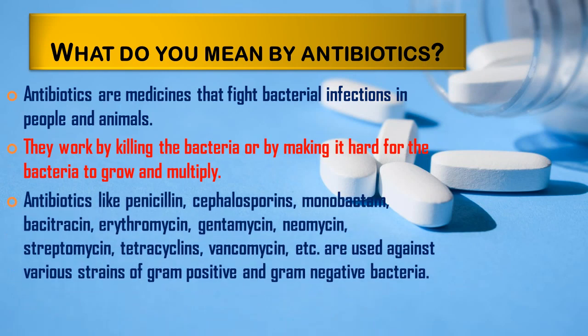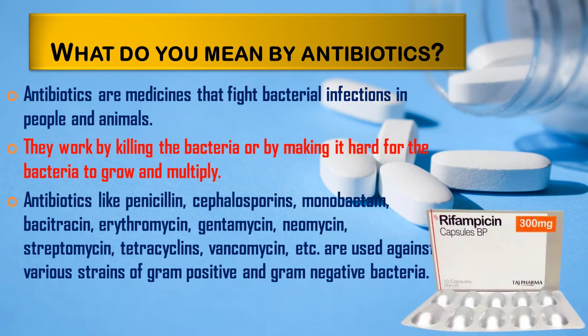and fungi. Antibiotics like penicillin, cephalosporin, monobactam, bacitracin, erythromycin, gentamicin, neomycin, streptomycin, tetracyclines, and vancomycin, etc. These are used against various strains of gram-positive and gram-negative bacteria. And this is an antibiotic, rifampicin. This is an antibiotic used against the bacterial disease tuberculosis. And tuberculosis is a bacterial infectious disease that usually affects the lungs of humans.